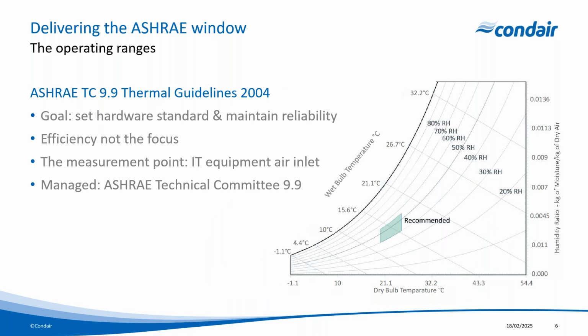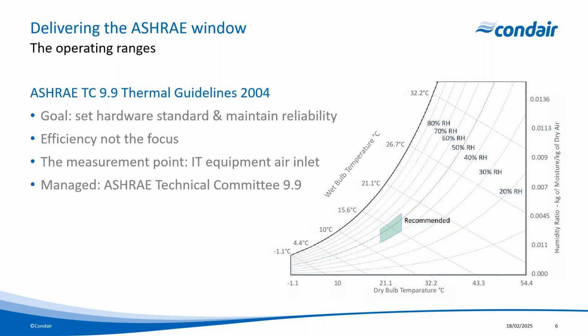So a bit of history and the evolution of these guidelines. Prior to 2004, guidance on the allowable environmental envelope for IT equipment really varied from one manufacturer to another. So IT industry leaders started to talk about some sort of standardization, which eventually led to the formation of ASHRAE Technical Committee TC 9.9, which covers mission critical facilities, data centers, technology spaces, and electronic equipment.